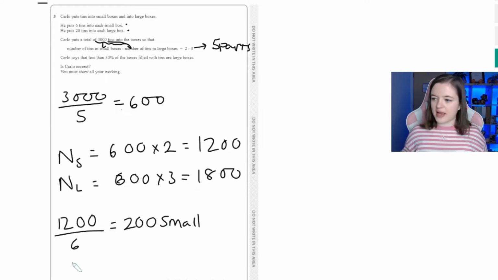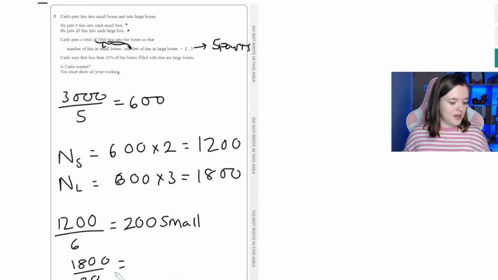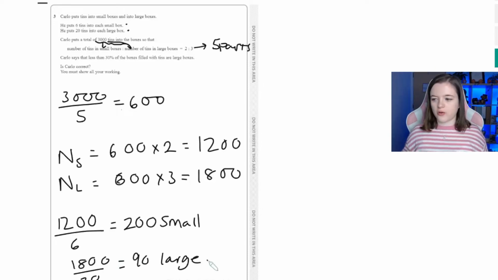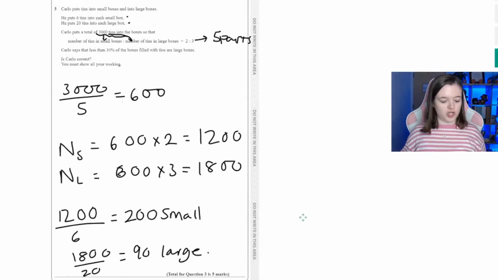And then he's going to have 1,800 divided by 20 large boxes. And that is 90 large boxes. Okay, and then, oops daisy, can't see that. Let me move it down a little bit. Oop, it's not the right button. There we are, 90 large boxes.